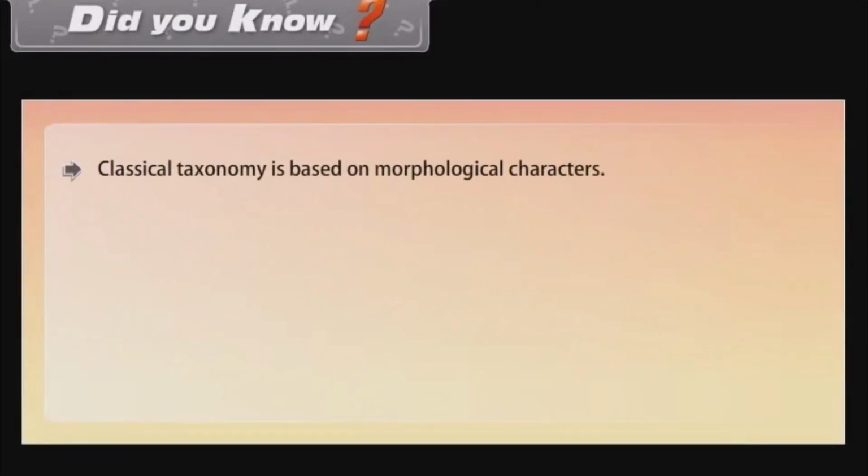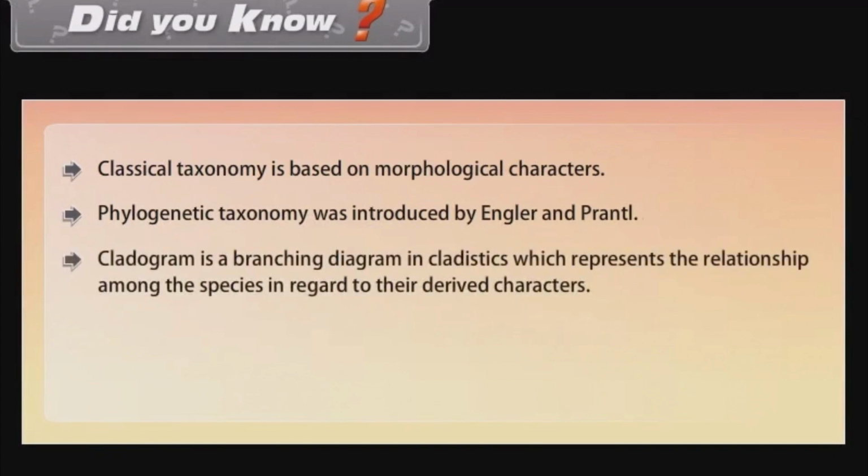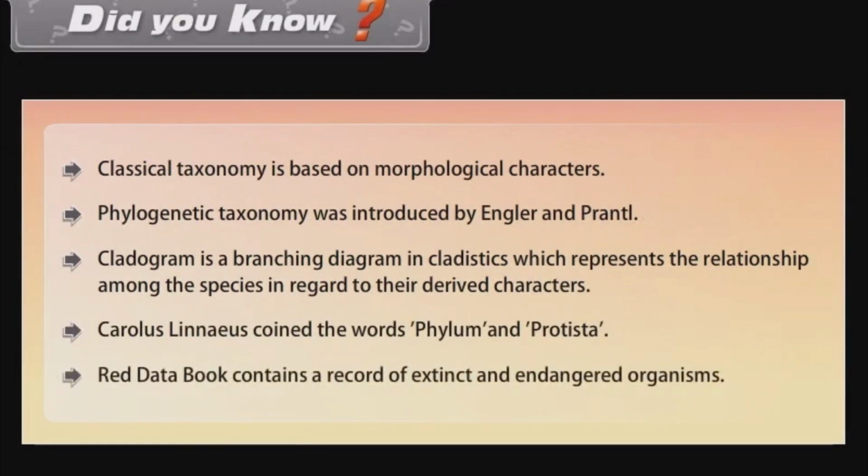Did you know? Classical taxonomy is based on morphological characters. Phylogenetic taxonomy was introduced by Engler and Prantl. A cladogram is a branching diagram in cladistics which represents the relationship among the species with regard to their derived characters. Carolus Linnaeus coined the words phylum and Protista. The Red Data Book contains a record of extinct and endangered organisms.